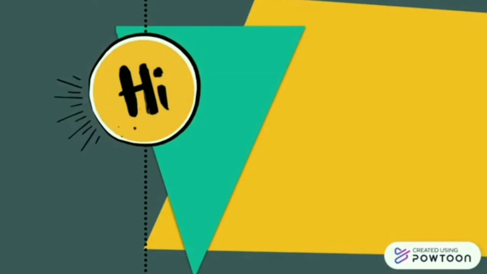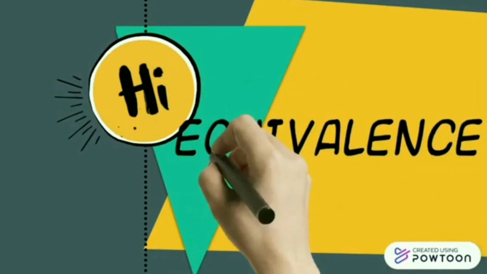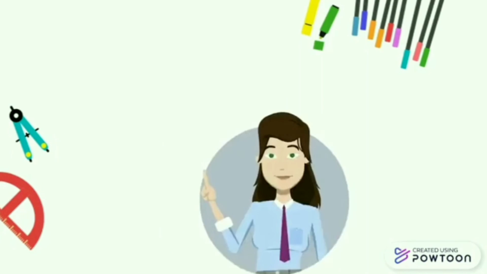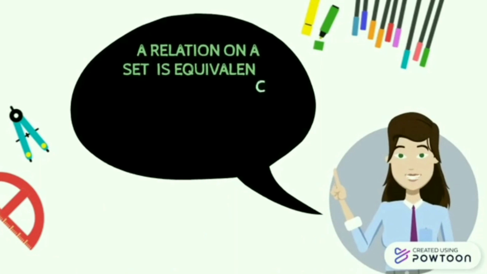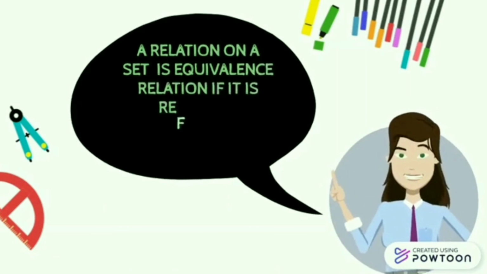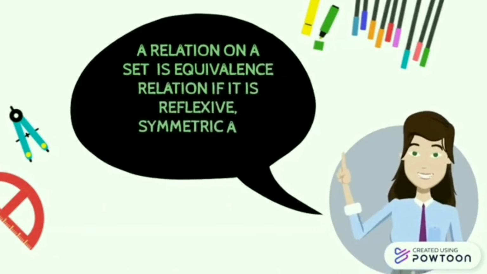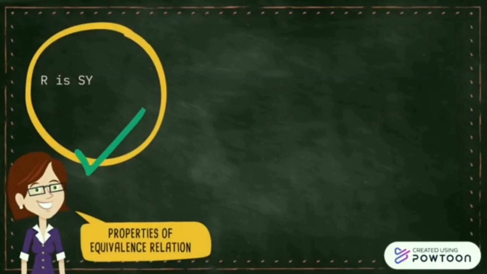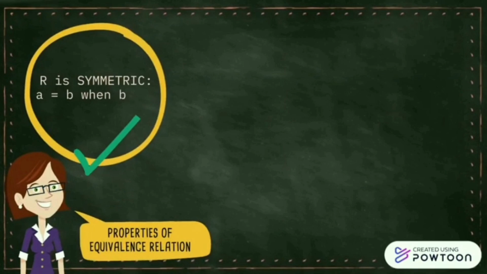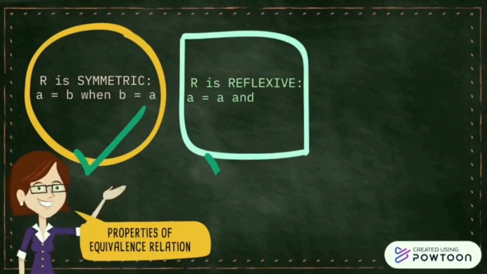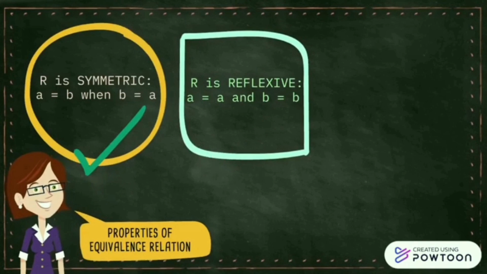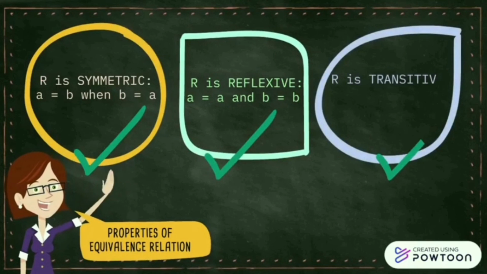Hi, next we are going to discuss equivalence relations. So what makes a relation an equivalence relation? A relation on a set is an equivalence relation if it is reflexive, symmetric, and transitive. So what are the properties of an equivalence relation? R must be symmetric. Also, R must be reflexive. And R also must be transitive.